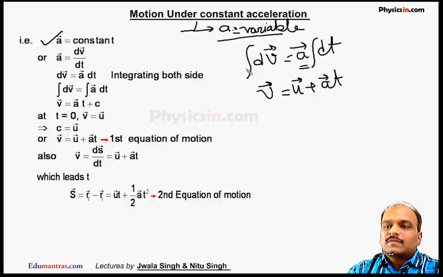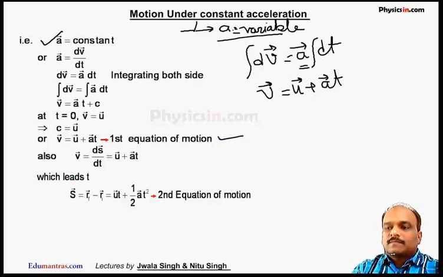Integration of dV is V, which is equal to U plus some constant C. At t equal to 0, the velocity of the particle at that instant is called initial velocity. So in this situation, C is equal to U. If we substitute the value of C here, we get V is equal to U plus AT. And this is called the first equation of motion when acceleration of the particle is constant. This is the first equation.